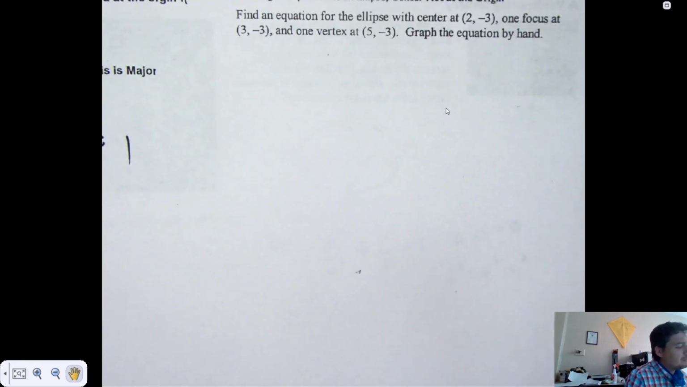All right, so here's one that's not centered. We are supposed to graph it, but we're supposed to write its equation. And just like with parabolas, the very first thing I like to do is actually graph. I don't know why, but it makes it easier for me to pick out the letters. Plus, it tells me which axis is major.